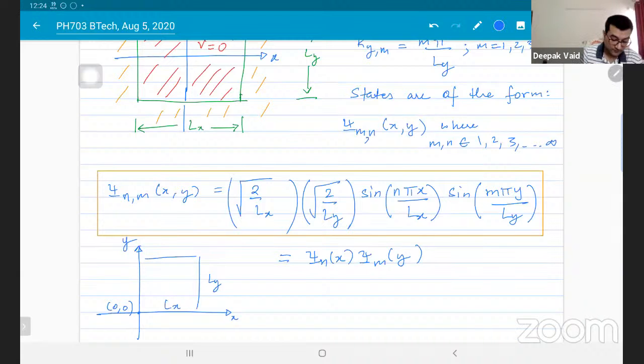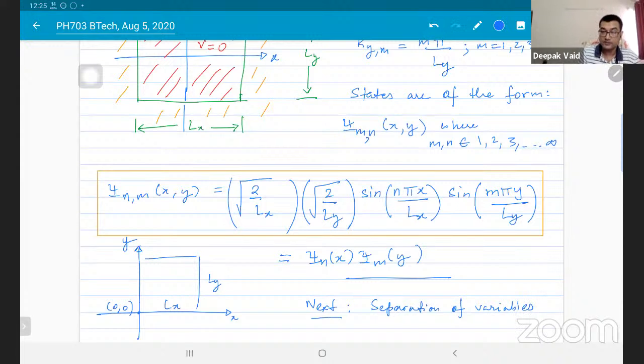Okay. So next, in the next class, we will talk about separation of variables. We have talked about 2 dimensions in Cartesian coordinates. So tomorrow we'll talk about it in polar coordinates also and see what happens. And then we'll also talk about density of states. We'll see what this means. Okay. So are there any questions?